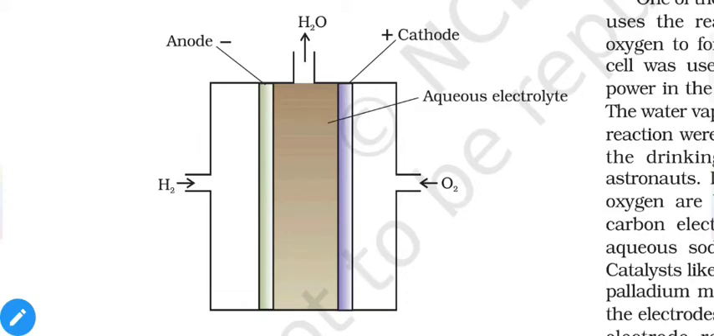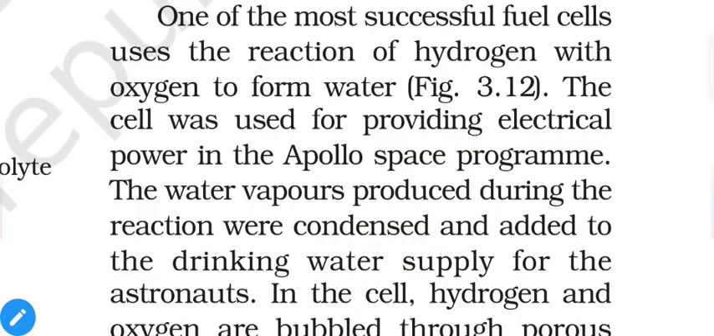That means it is completely non-polluting, very highly efficient, and the output water or extra material can be used for drinking purposes as well. That means we are using this type of cell in our rockets or space shuttles, which are hydrogen and oxygen powered, and it produces water which can be used for drinking by astronauts. So it is one of the most useful fuel cells, and the reaction of hydrogen with oxygen forms water. The cell was used to provide electrical power in the Apollo space program.